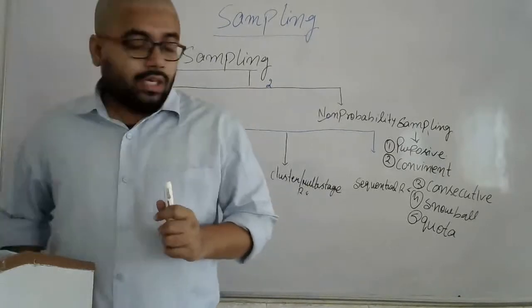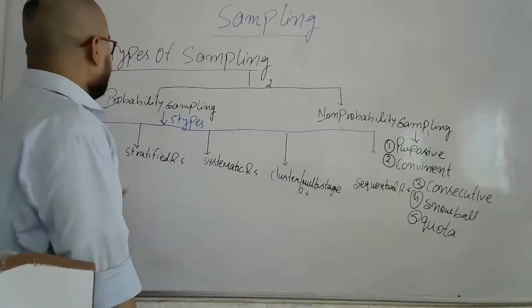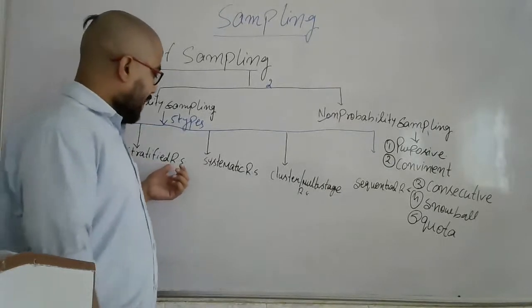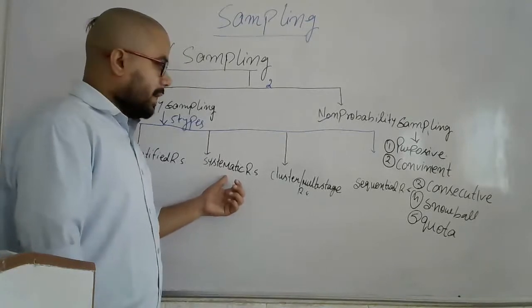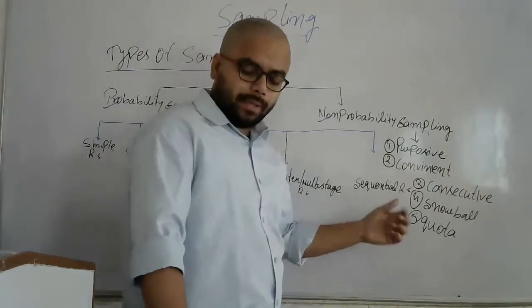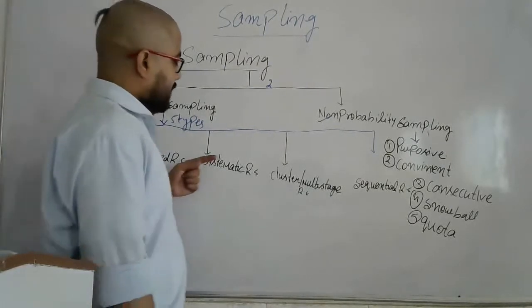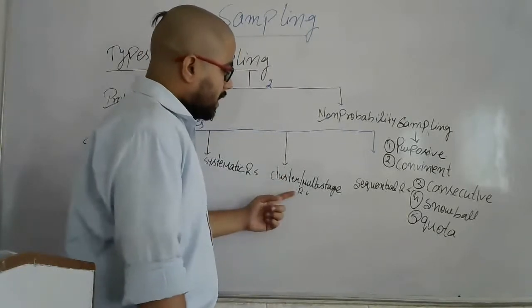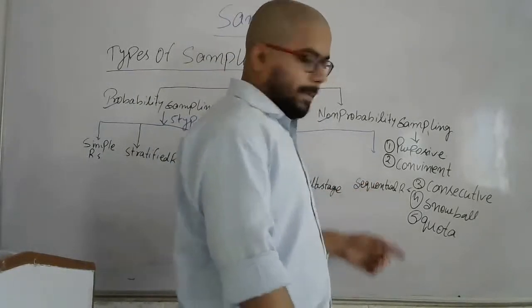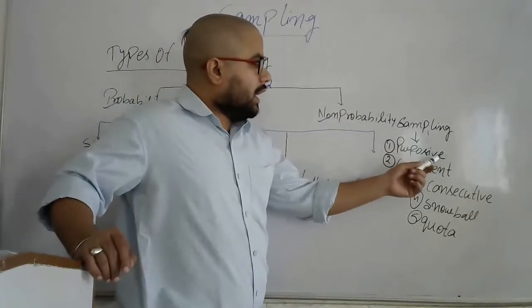So next one is the probability sampling techniques, which is further classified into five types. These are the simple random sampling, second one is the stratified random sampling, third one is the systematic random sampling, next one is the cluster and multi-stage random sampling, and last one is the sequential random sampling.